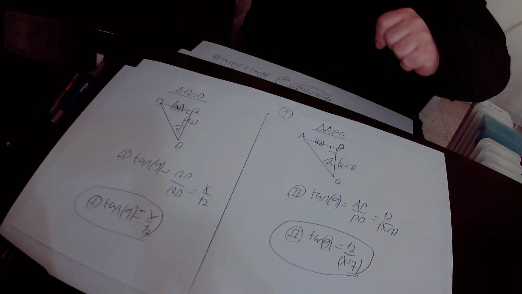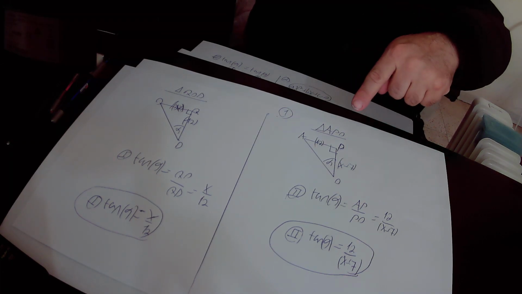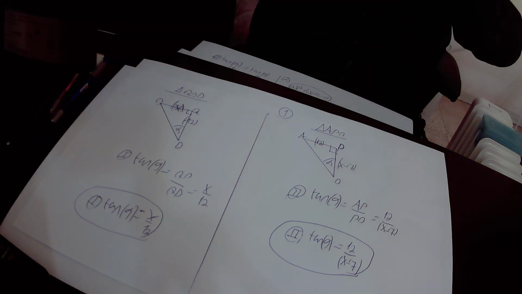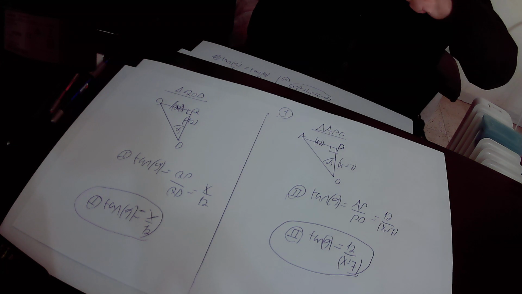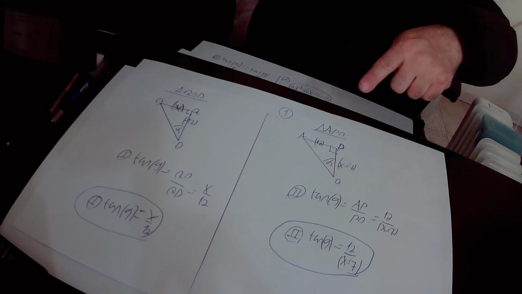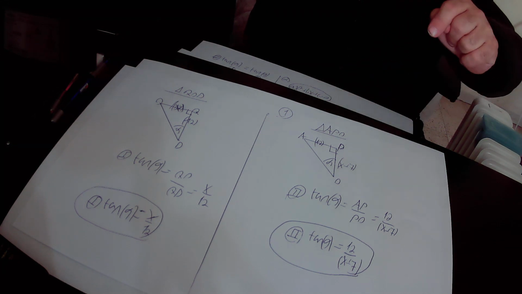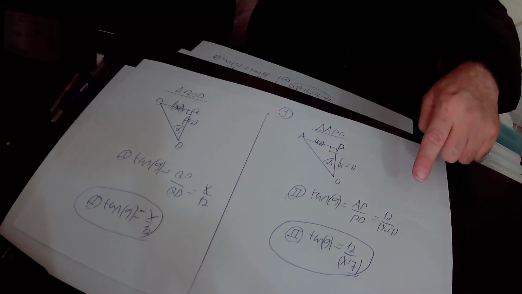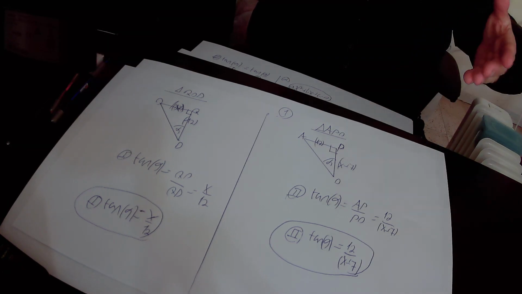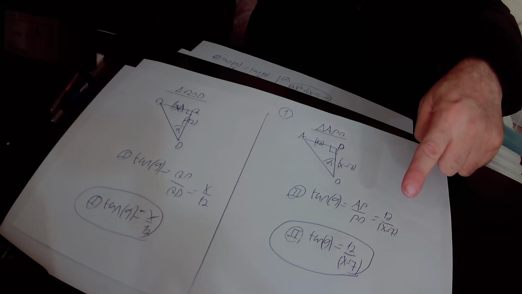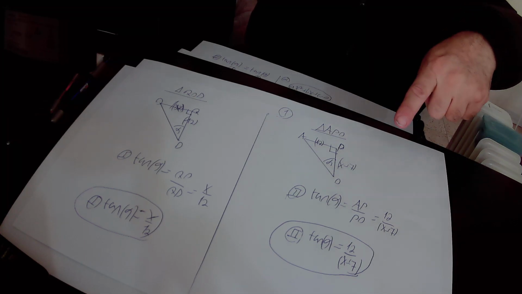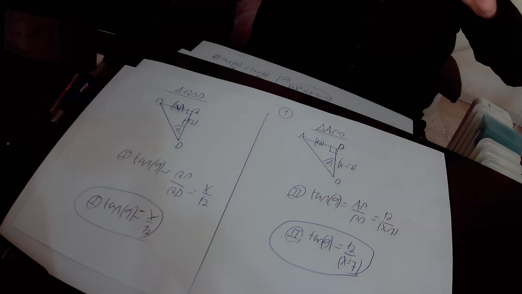PO equals x plus 7, AP equals 12, and angle POA equals alpha. So in this right triangle APO, we get tangent alpha equals AP over PO. AP is 12 and PO is x plus 7. So in total, we found that tangent alpha equals 12 over x plus 7.